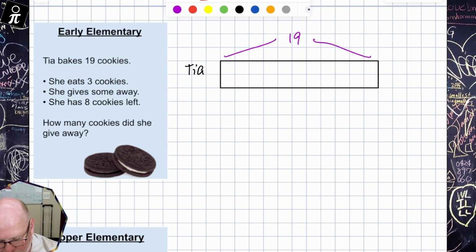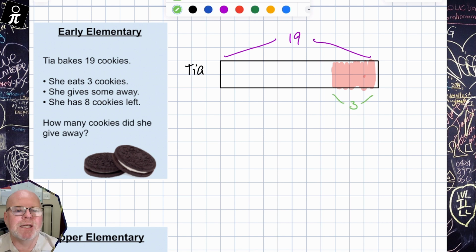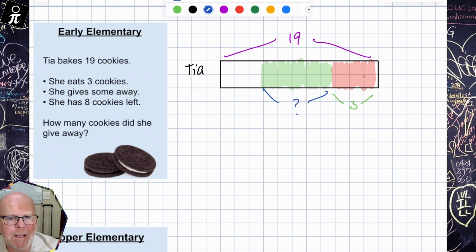Well, eating 3 cookies means we can just cross off some amount and say, all right, she just ate 3 cookies. And then it says she gives some away. What does that look like? I don't know exactly. So let's just say she gives some away. And since we don't know that actual number, let's put a question mark there and say, all right, she gave some away. And then it says she has 8 cookies left over. All right, so right here is our 8 cookies left over.